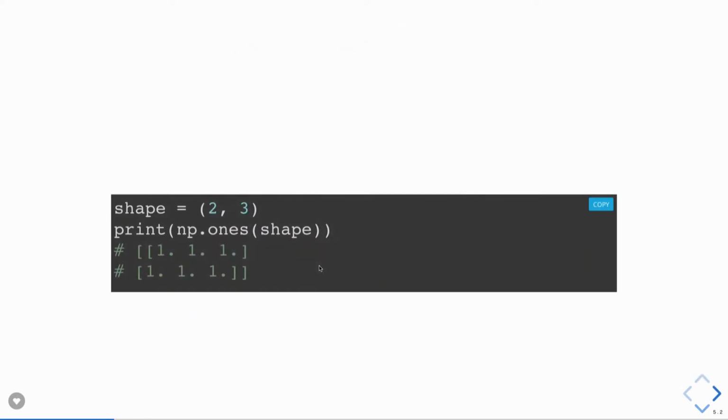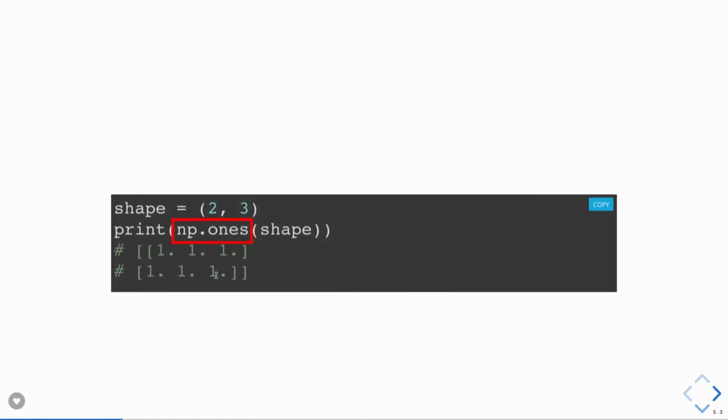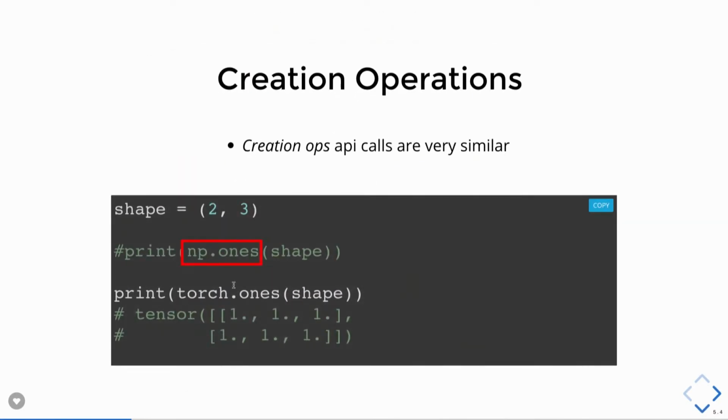So first of all, how do we make our NumPy array? We would probably do something like np.ones, and I would just pass in a shape, and I would get this NumPy array of shape 2, 3, which has all the values filled as 1. If I wanted to do the same thing using Torch, all I would do is replace np.ones by torch.ones. That's the only difference. So the creation operations are very, very similar.